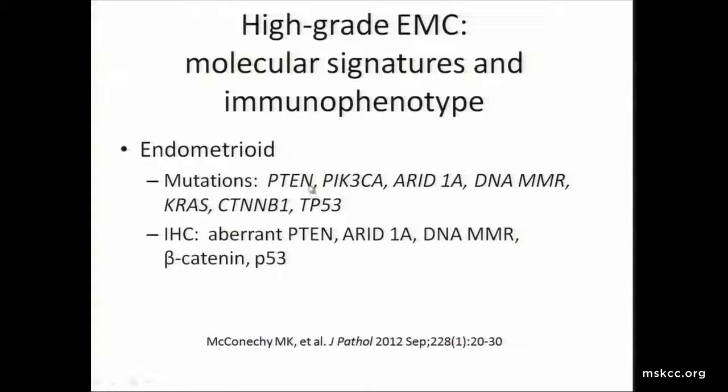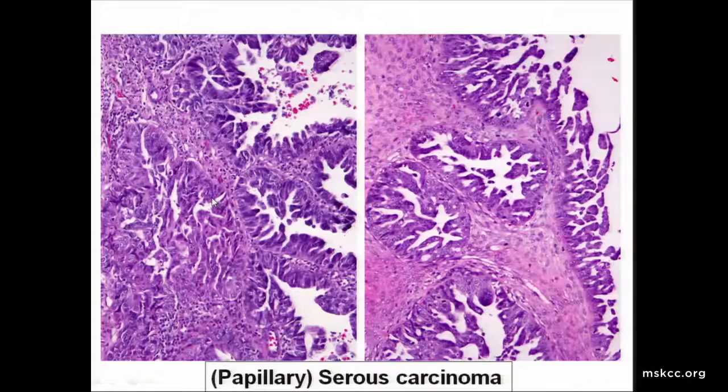This is a list of recurrent mutations found in endometrioid endometrial carcinomas listed roughly in decreasing order of prevalence, and many of them have immunohistochemical markers associated with them that allow us to recognize these mutational events, in some cases using immunohistochemistry. Next is a depiction of papillary serous carcinoma.